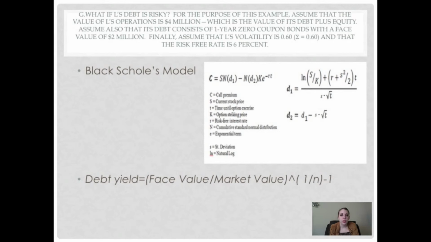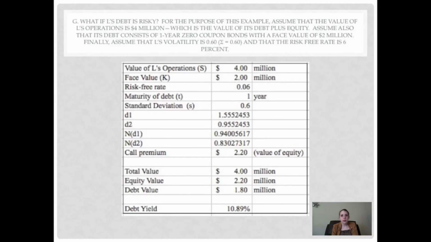So question G brings up the topic of what if firm L's debt is risky. To calculate this, we use the values in the problem and use the Black-Scholes model. The Black-Scholes model helps give us the value of the call premium, and then we figure out the overall debt yield. So when doing that, the call premium comes out to $2.2 million, and the debt yield comes out to 10.89%.